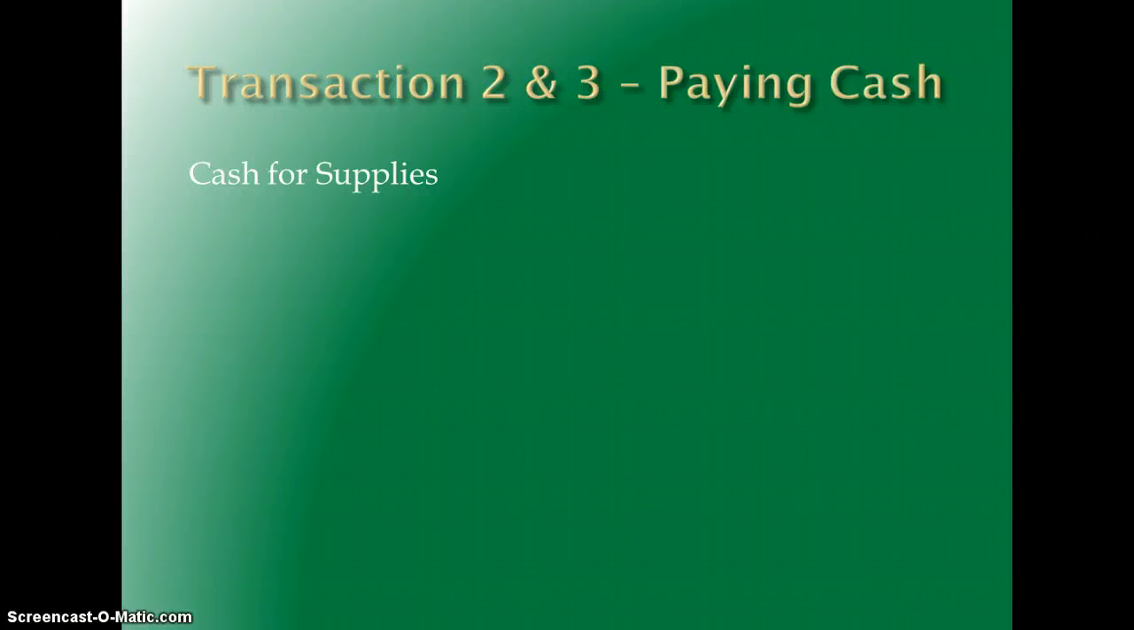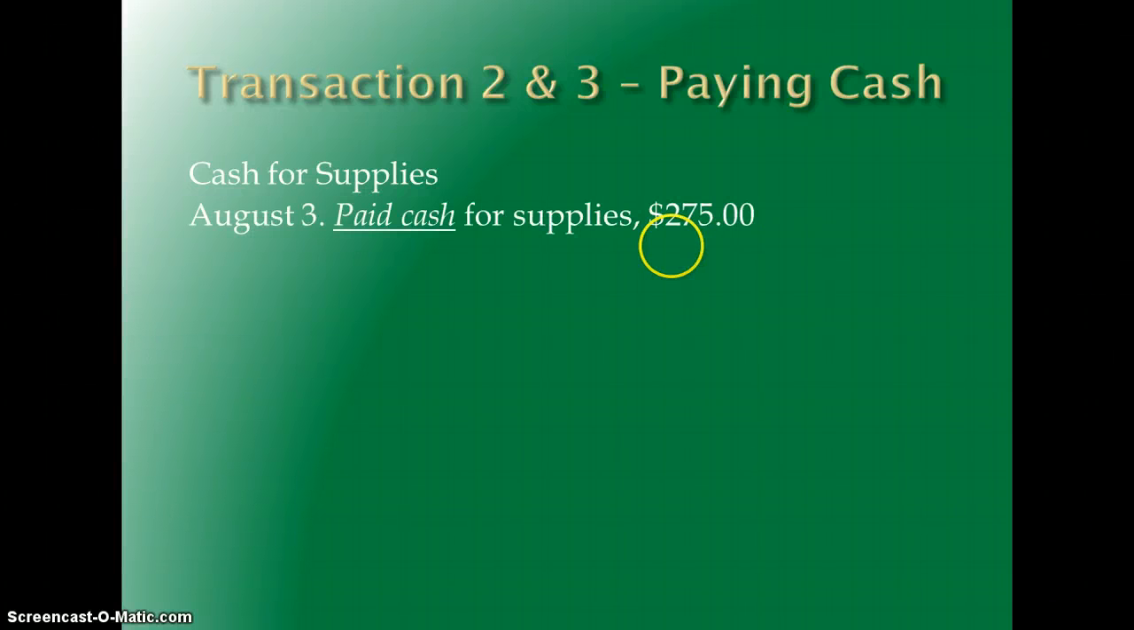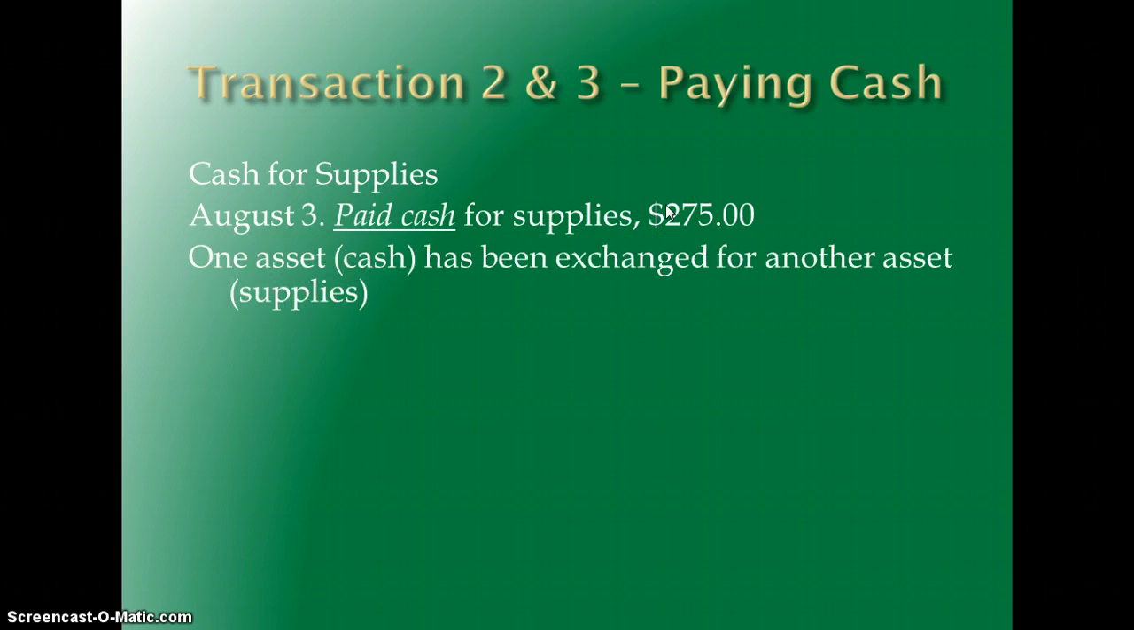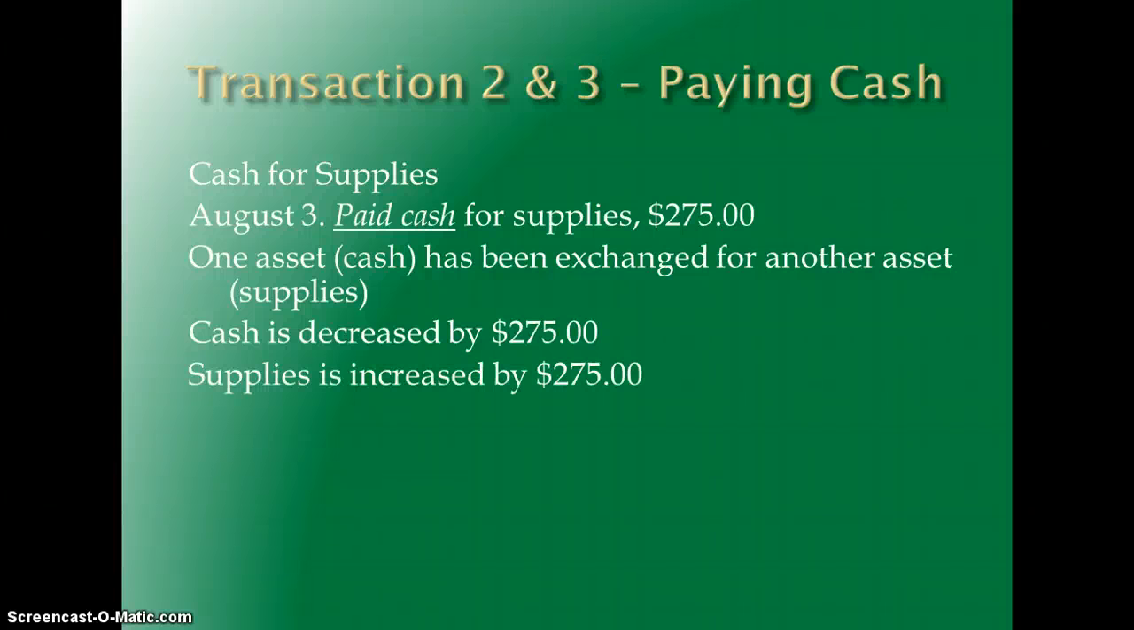Transaction 2 and 3, cash for supplies. On August 3rd, we paid cash for supplies of $275. If we paid cash, cash went down. Yes, you're right. Cash went down, so we exchanged cash for supplies. So therefore, one asset, cash, was exchanged for another asset. Cash was decreased by $275, and supplies was increased by $275. Remember my example with the paper.